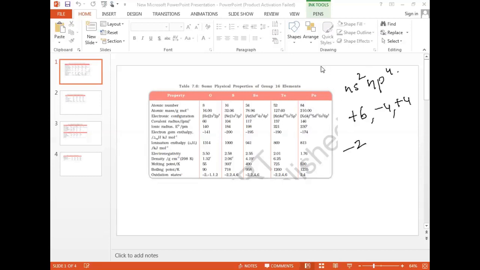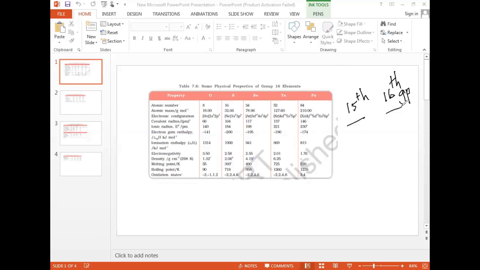Now come to the compounds of the 16th group elements. Before that, I'll conclude with an important point. Here, if you take 15th group elements and 16th group elements, where can we expect a higher ionization enthalpy?